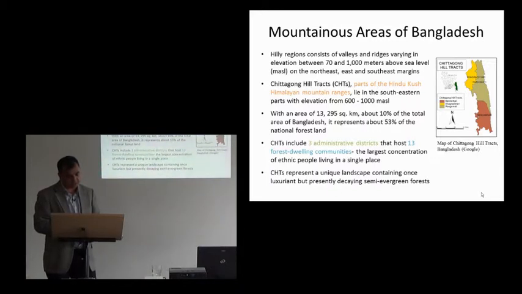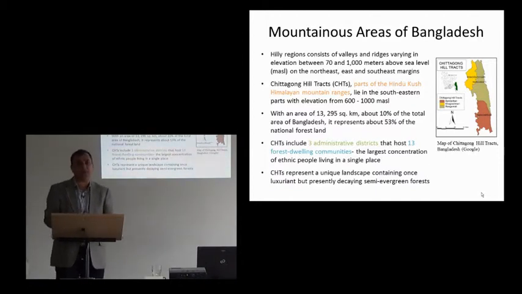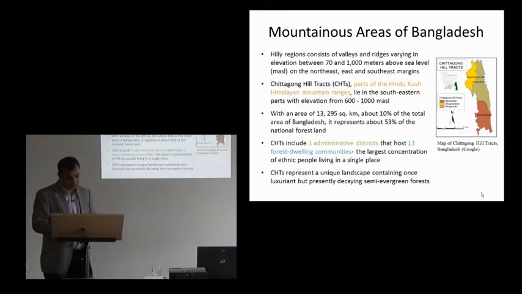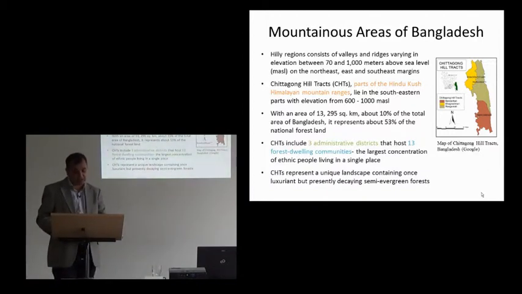It also has 13 forest dwelling communities. I would say it's true, the largest concentration of ethnic people living in a single place. We have maybe around 40 to 50, I'm not quite sure about that, ethnic groups of people living, with different ethnic identities. But this is the only place where you can see so many different ethnic groups living together in a single place. So the Chittagong hill tracts represent a unique landscape which contain once luxuriant but presently decaying semi-evergreen forests. So you can see there has been a lot of deforestation.